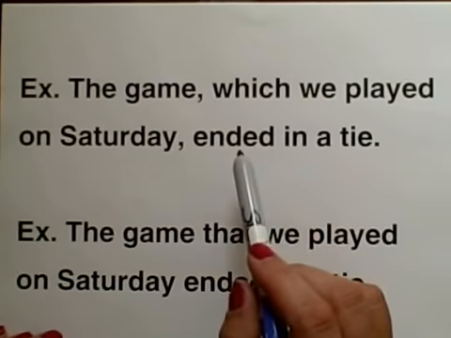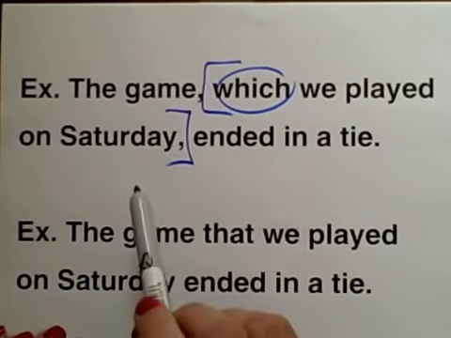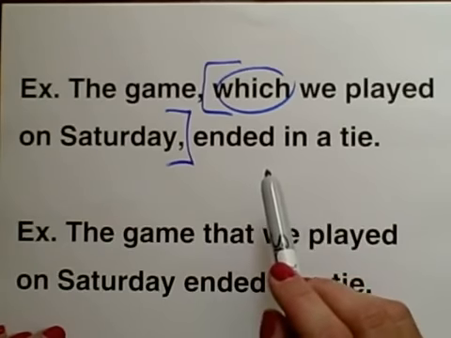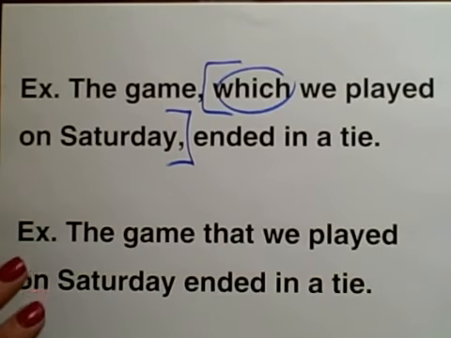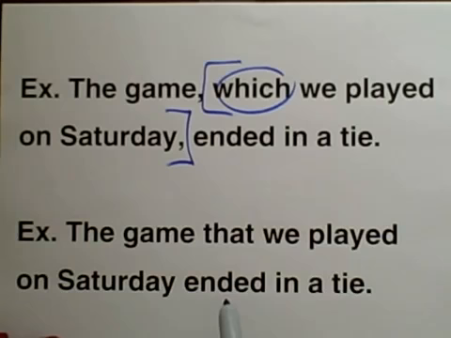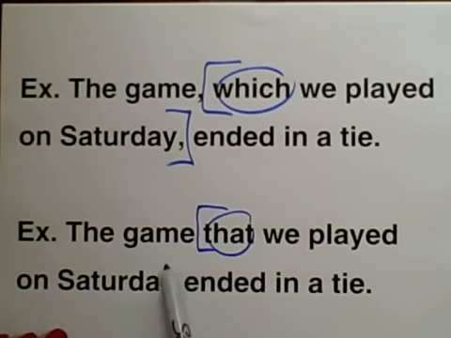In the first one, the adjective clause, which we played on Saturday, is just extra information. Our sentence doesn't change in meaning if we eliminate it. It's therefore a non-essential clause. In the second sentence, however, we can assume there is more than one game. We need the adjective clause that we played on Saturday to indicate which game ended in a tie. Take a second and think about it. You'll get it.